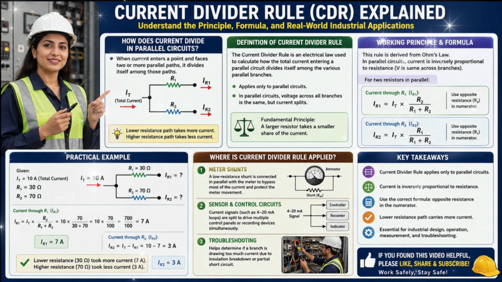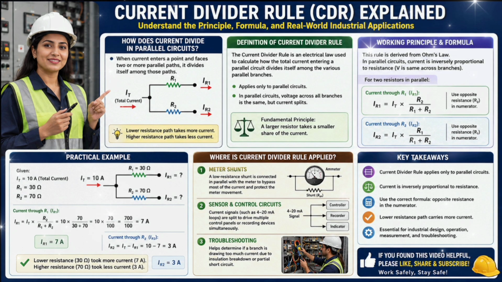Definition and concept. First, let us look at the definition of the current divider rule, or CDR. The current divider rule is an electrical law used to calculate how the total current entering a parallel circuit divides itself among the various parallel branches. The most important thing to remember here is that this rule only applies to parallel circuits. In a series circuit, the current remains exactly the same at every point, but in a parallel circuit, the voltage across the branches stays the same, while the current splits up.